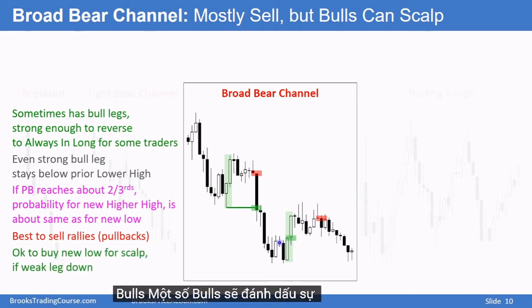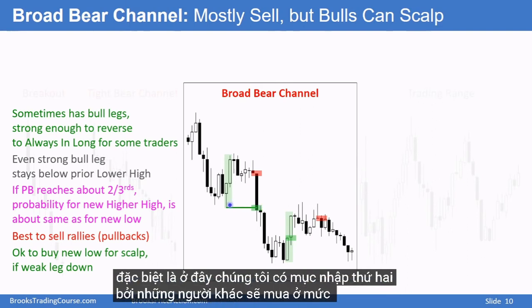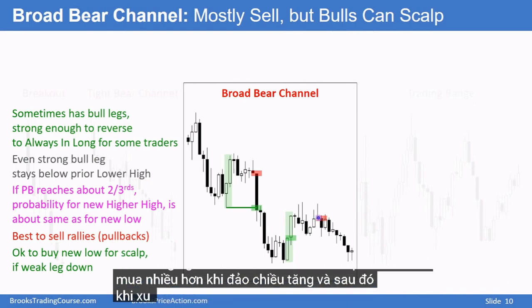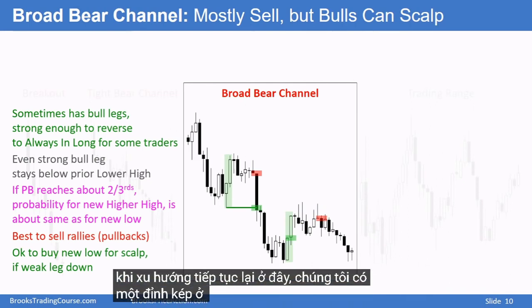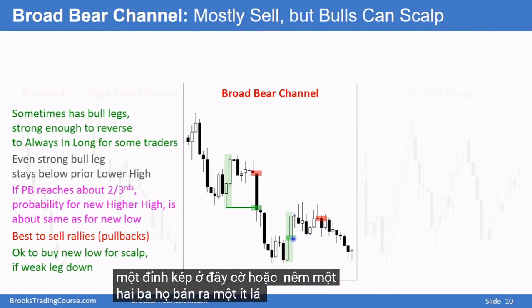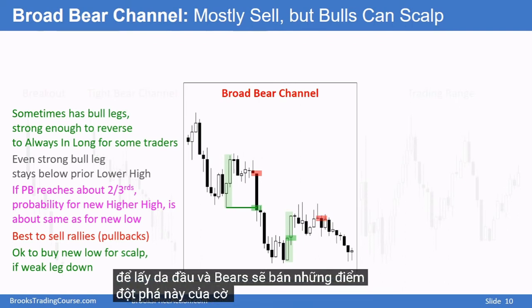Some bulls will buy reversals up, especially here we got a second entry buy. Others will buy at the prior low and buy more on the reversal up. And then when the trend resumes down, here we have a double top bear flag or a wedge. 1, 2, 3. They sell out of their longs for a scalp. And bears will sell these breakouts of bear flags as well.